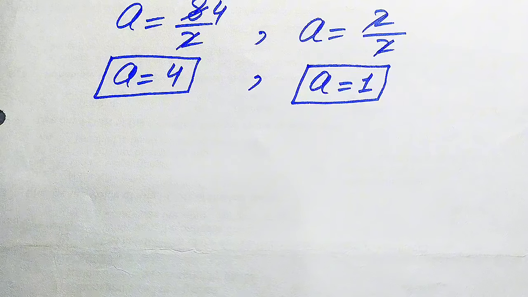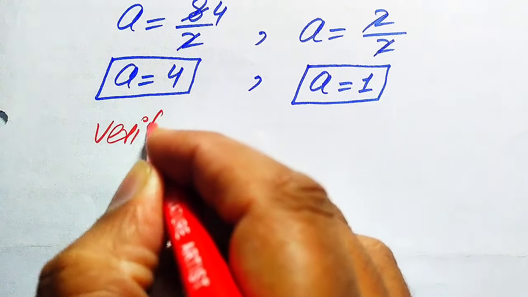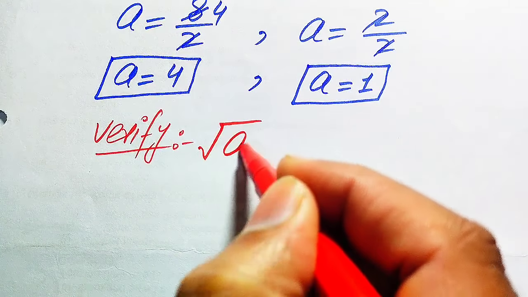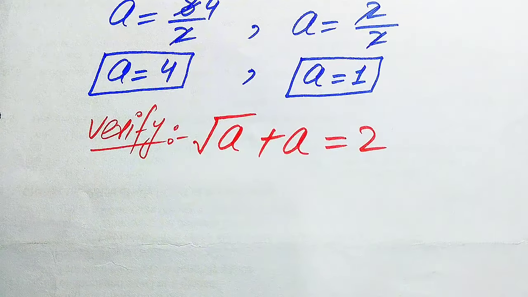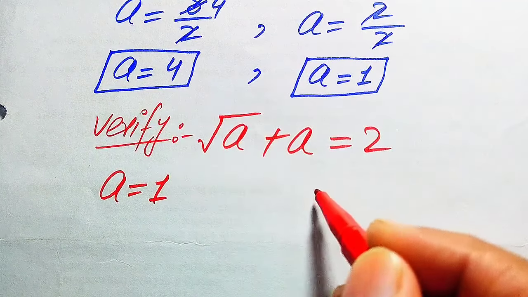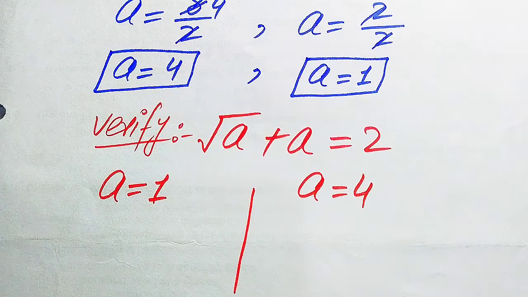And now in the next step we need to verify whether these two roots are solutions of this equation or extraneous roots. For this we need to copy down the given question statement here. It is square root of a plus a is equal to 2. And on this side we will verify a equals 1, and on this side we will verify a is equal to 4.